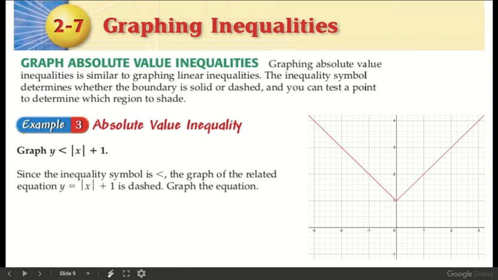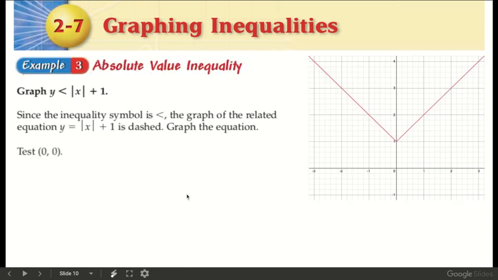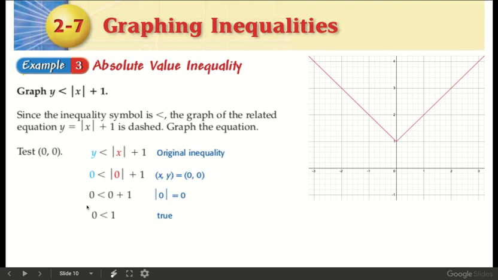Now we have to test. Do I shade below or do I shade above? I'm going to test the point (0, 0) because, again, it's not on the actual function here. I'm going to substitute it into the original inequality. That gives me the absolute value of 0 plus 1, which is 0 plus 1, which is 1. So is 0 less than 1? The answer is true. This does make it true. It is part of the solution set.